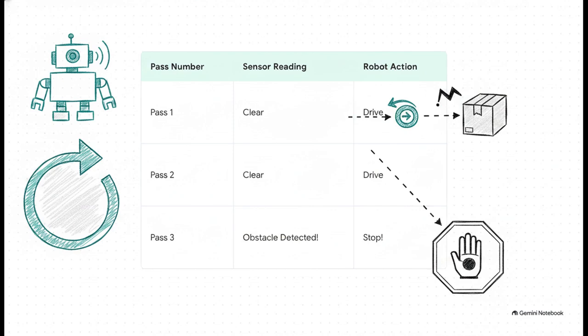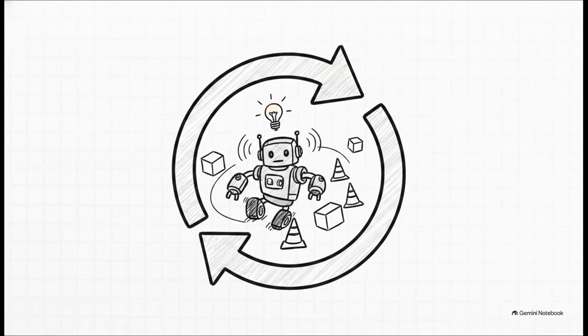Because we're in a loop, the robot asks the question again. The sensor reading is now obstacle detected, and the robot successfully executes the stop action. Crisis averted. This continuous reevaluation is exactly what gives us real-time reactions. The loop ensures the condition is reevaluated every single pass. And this structured program flow is what allows the robot to respond to dynamic, constantly changing conditions.